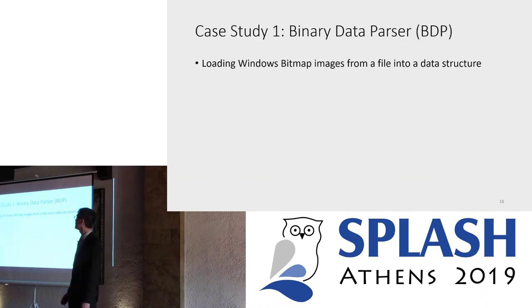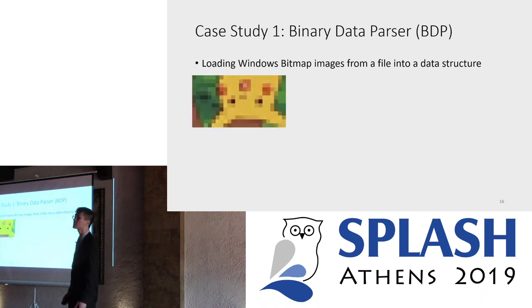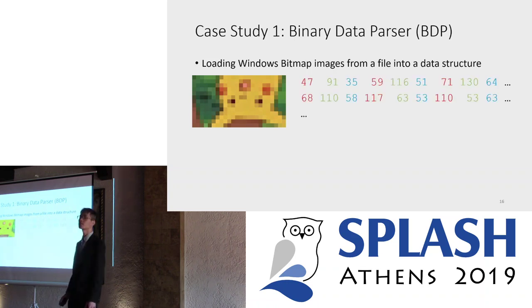What it does is it loads Windows bitmap images from a file into an in-memory data structure. For example, if you had this bitmap, we want to store the red, green, and blue pixels. The top left pixel, for example, has a red value of 47, green value of 91, and a blue value of 35. So you might wonder, isn't this really easy? Don't you just directly mem copy from the file into the buffer?